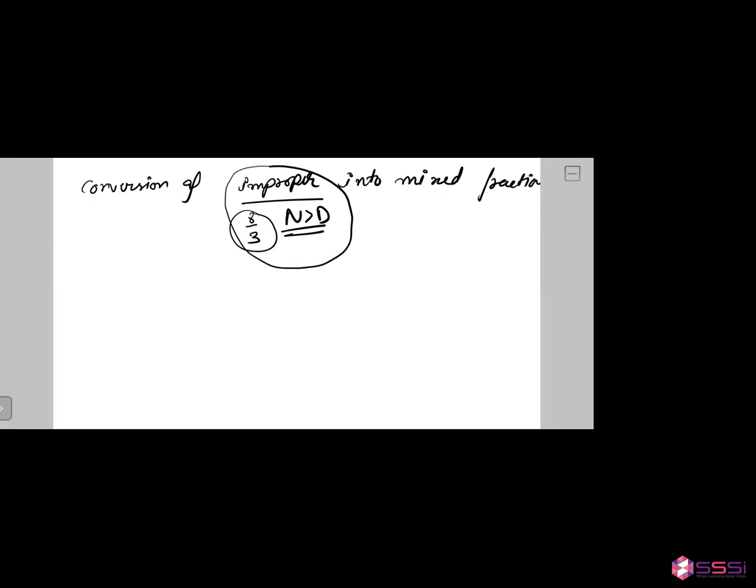Okay, Divyanshi, are you there? Tell me, what is an improper fraction? One in which the numerator is greater than the denominator. And what is a mixed fraction? A whole number followed by a proper fraction. I just told you, did you forget? Give me an example of a mixed fraction. Ma'am, 1 and 2 by 7. Okay, so the topic is conversion of improper into mixed fraction.